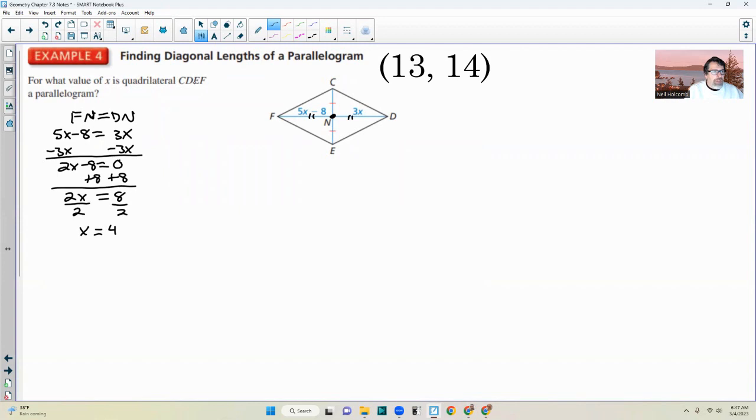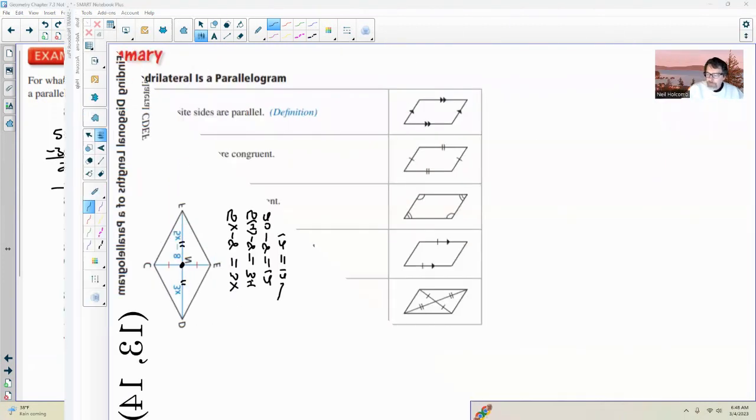So for what value of x is quadrilateral CDEF a parallelogram? Well, it's when x equals 4, because 5x minus 8 equals 3x. 5 times 4 minus 8 has to equal 3 times 4. 20 minus 8 is 12. They are equal when x is 4. When they're equal, that's a parallelogram. So now you should be able to do problem numbers 13 and 14 in your exercises.